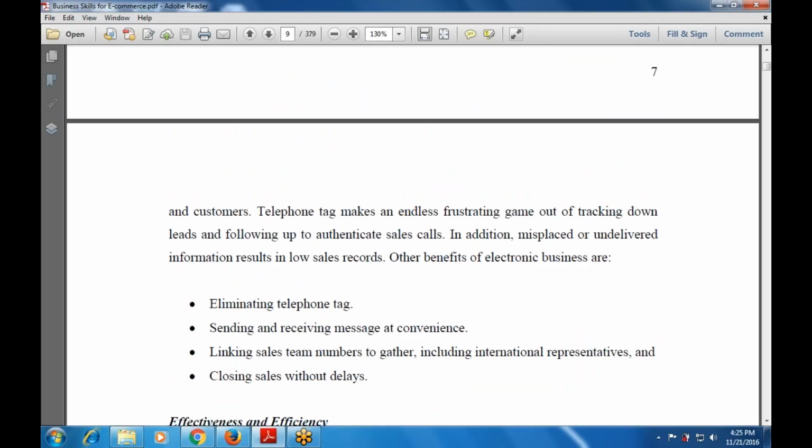These are the other benefits available. First is eliminating telephone tag. Then sending and receiving messages at your convenience: email can be sent at any time, 365 days a year, 24/7. Then linking sales team members together, including internationally. Then closing the sales without delay.